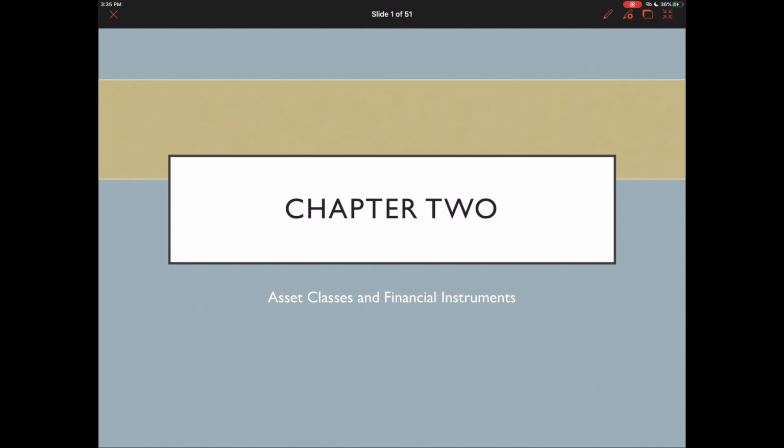So remember, one strategy when constructing your portfolio was the asset allocation strategy, where you focus on different categories of assets, those categories being stocks, bonds, derivatives, real estate, etc. That's what this whole chapter focuses on. So what are the important features of these broad asset classes?